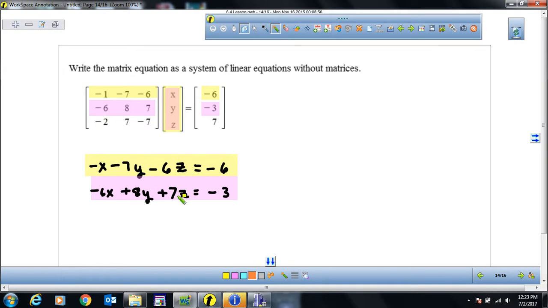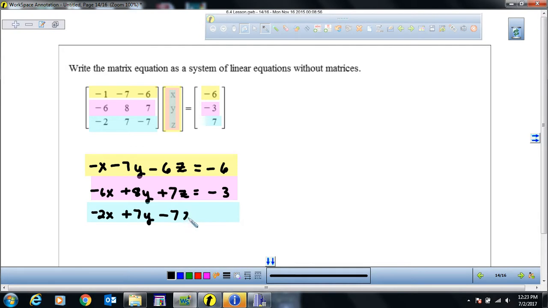Last but not least, third row times the column is going to give me my third equation, and that equals 7, of course. We're going to do -2 times X, -2X. 7 times Y is plus 7Y. Negative 7 times Z is minus 7Z, and that equals the third value, which is 7. This is a system of equations that will generate these matrices A times X equals B.